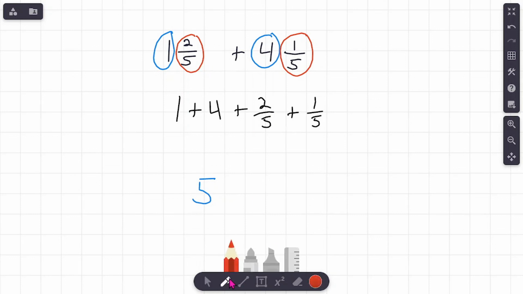So let's do that. What is 2 plus 1? Well, 2 plus 1 is 3. Do we add the denominators? No. Never add your denominators. The denominator stays the same, and there's our answer. Our answer is 5 3/5. And again, this is a lot quicker than drawing the models.